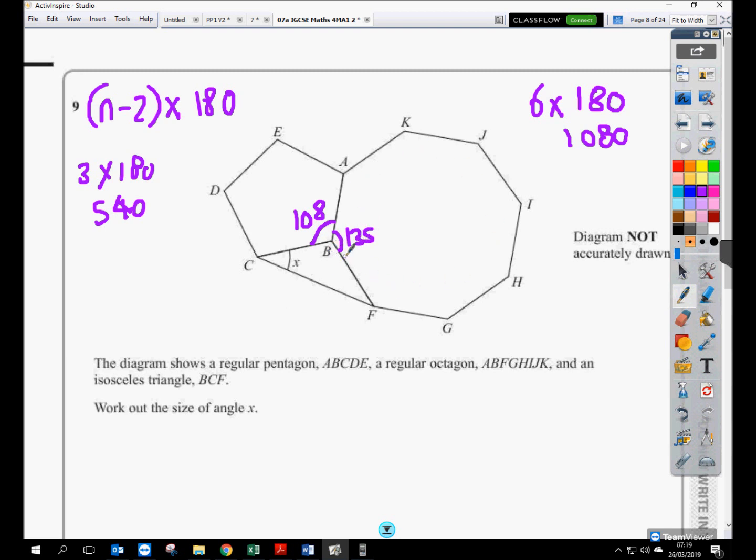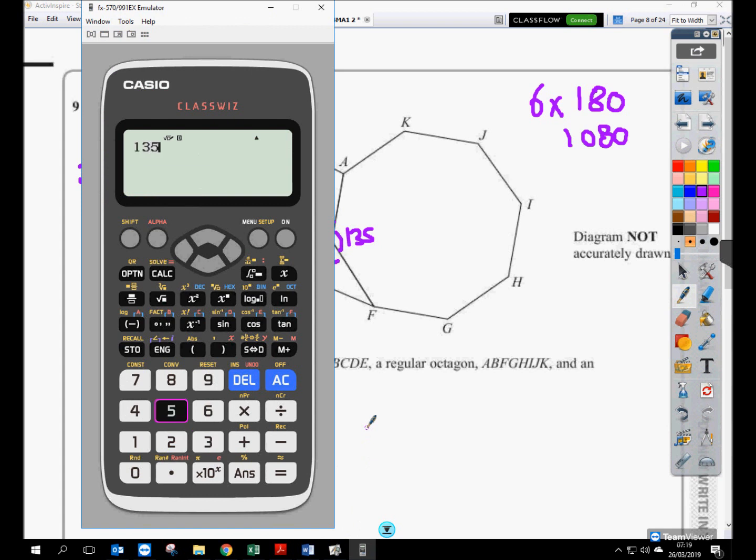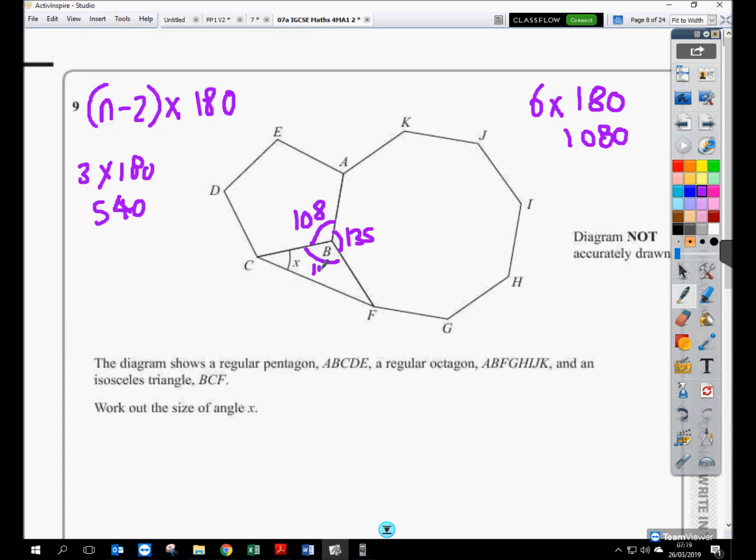But angles around a point allow me to work out this angle here. Angles around a point add up to 360. So I do 135 add 108, that's 243. 360 minus 243 gives me 117.